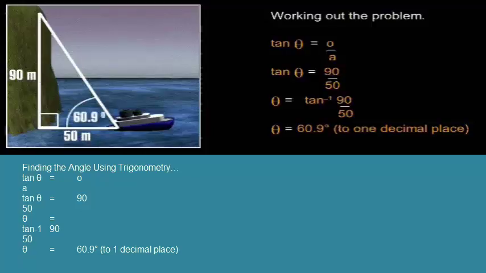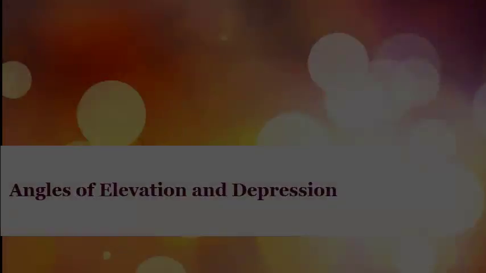Tan theta is equal to O over A. Tan theta is equal to 90 over 50. Theta equals inverse tan of 90 over 50. Theta equals 60.9 degrees.